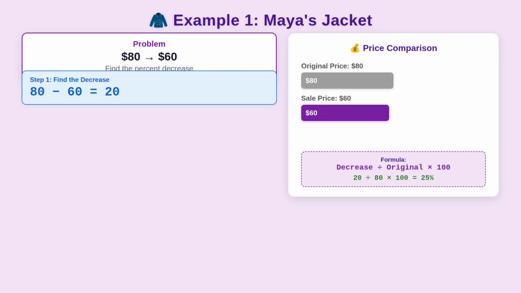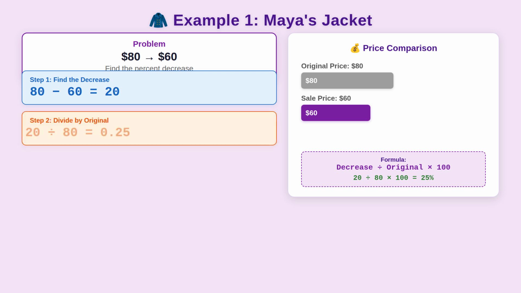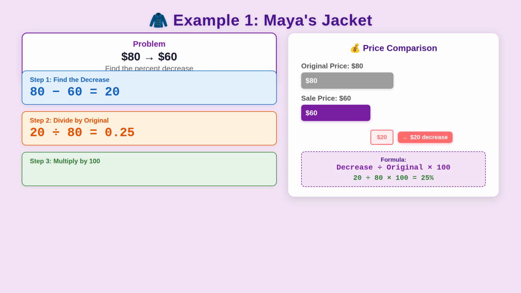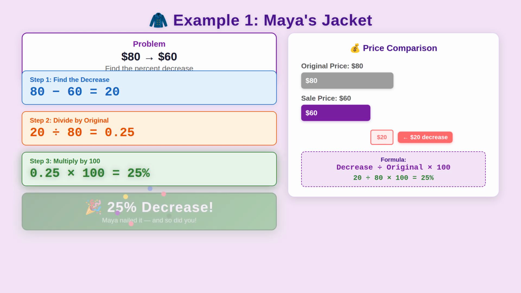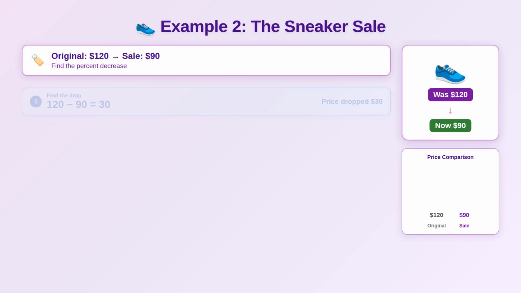Okay, here we go. Maya's jacket moment. The jacket originally costs $80 and it's on sale for $60. What is the percent decrease? Step 1, find the decrease. 80 minus 60 equals 20. The jacket dropped by $20. Step 2, divide by the original. 20 divided by 80 equals 0.25. Step 3, multiply by 100. 0.25 times 100 equals 25. The jacket is 25% off. Maya does a happy dance. She totally nailed it, and so did you.